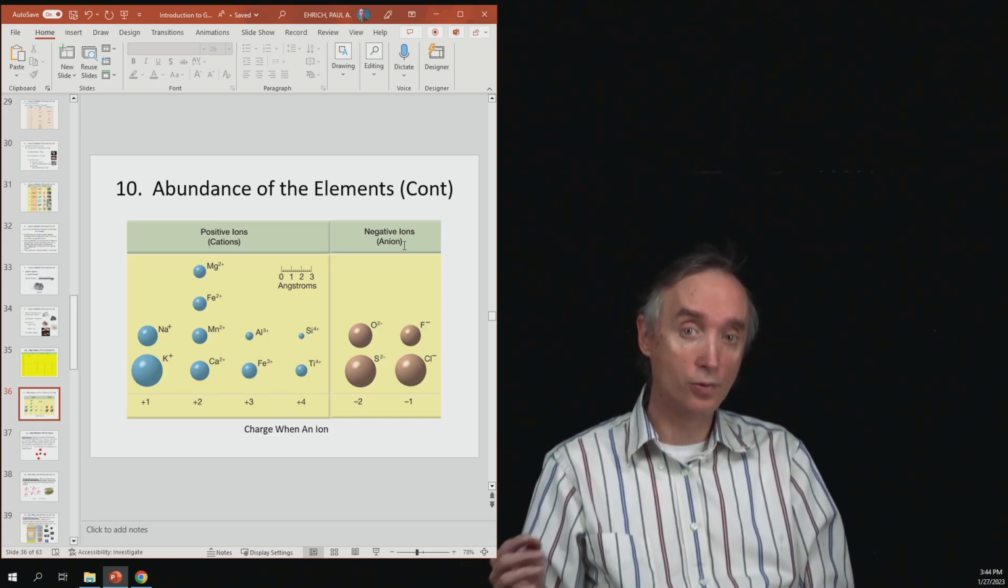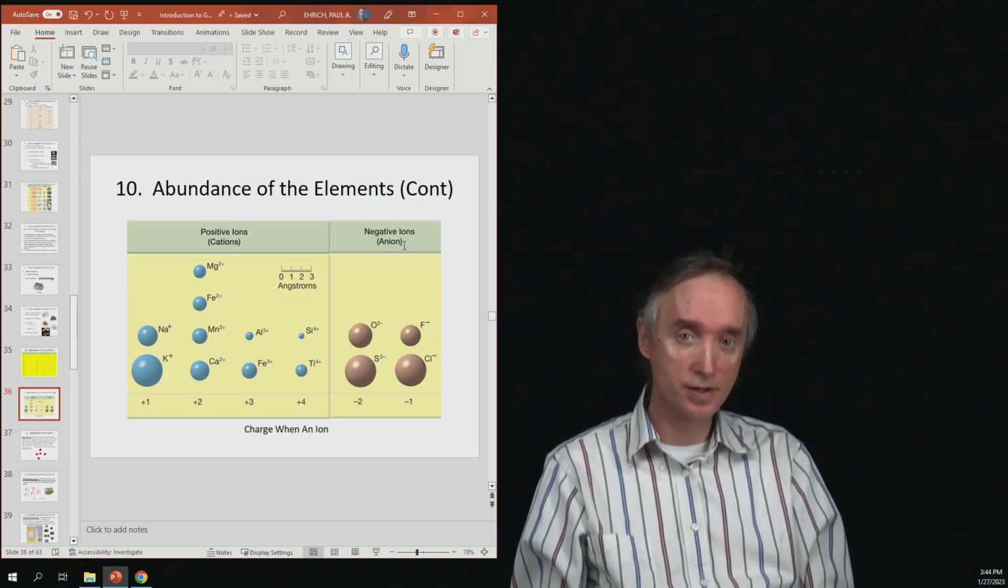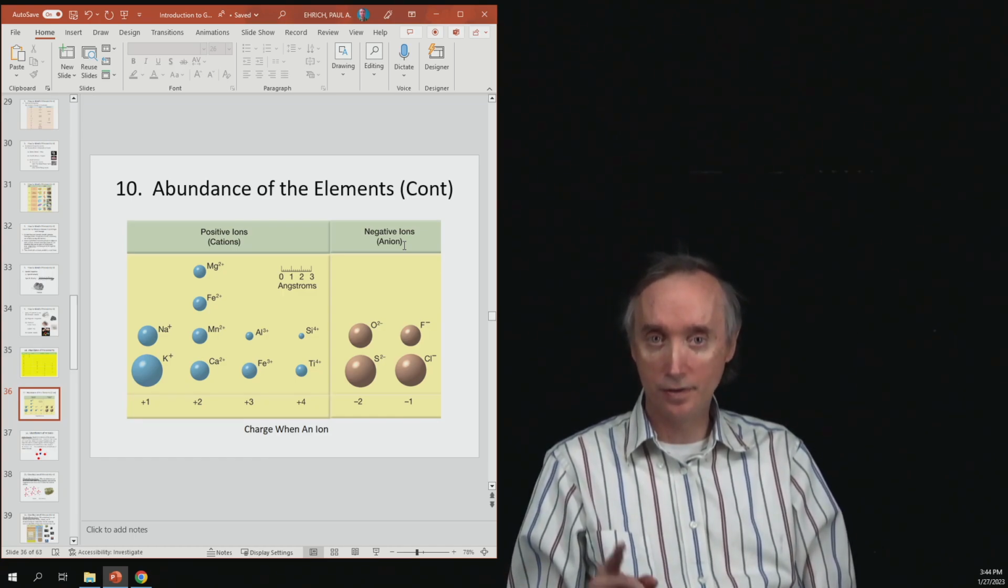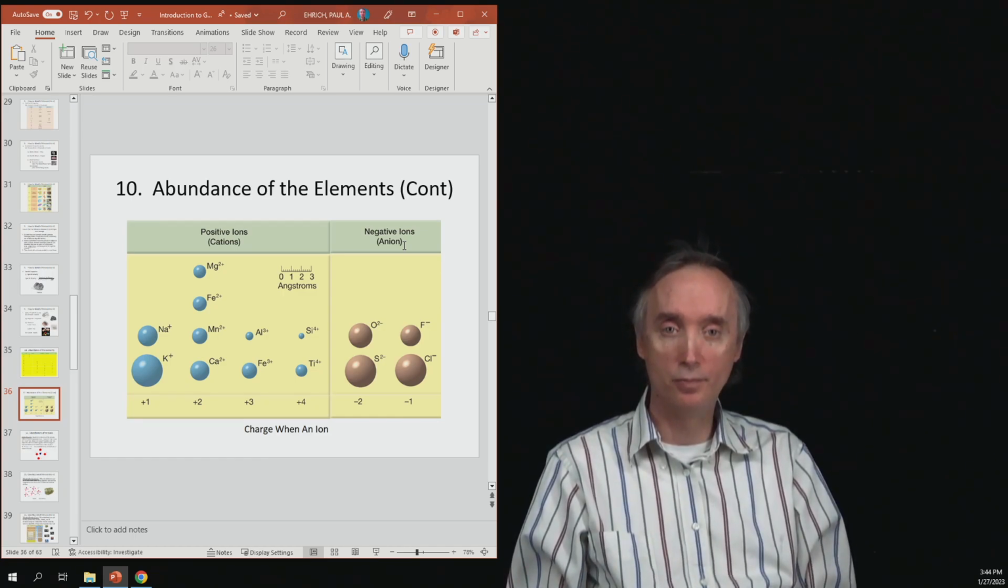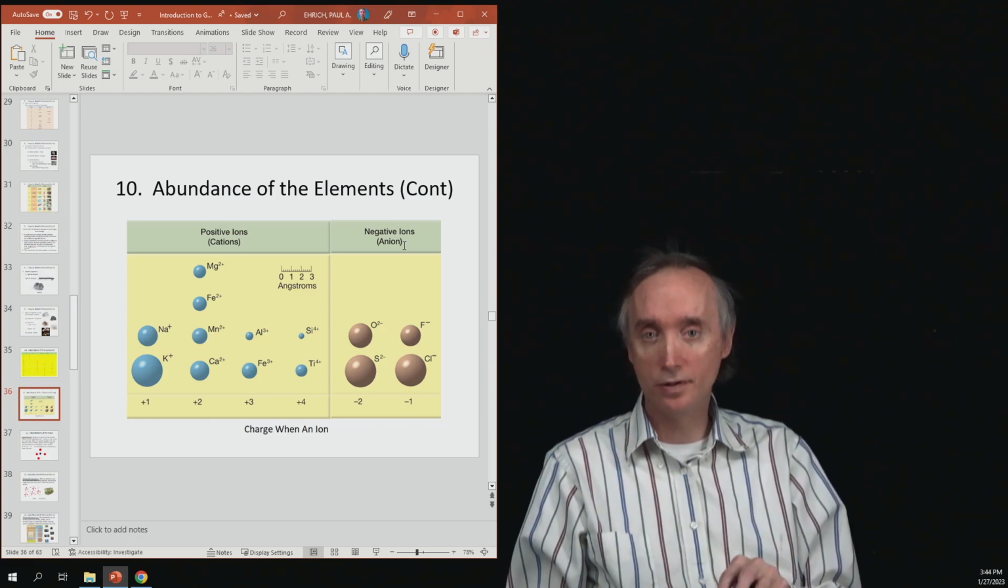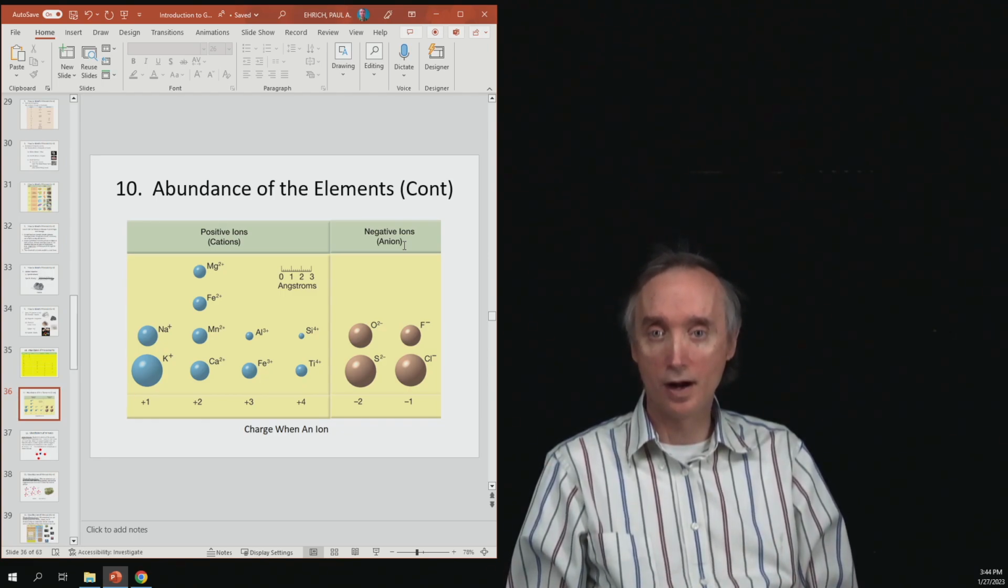On the other hand, the ones that are negative, they're the ones that like the electrons, and they're on the other side of the periodic table. So again, these are going to be the building blocks of the minerals. So I just want you to see that certain elements have certain charges when they're ions.